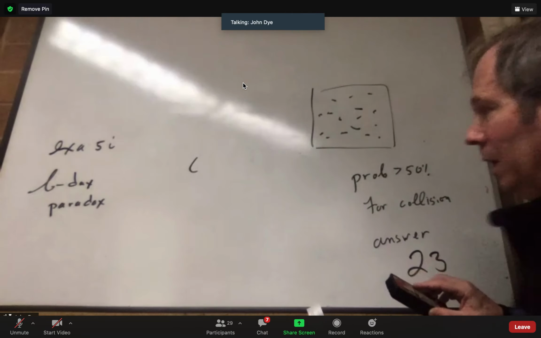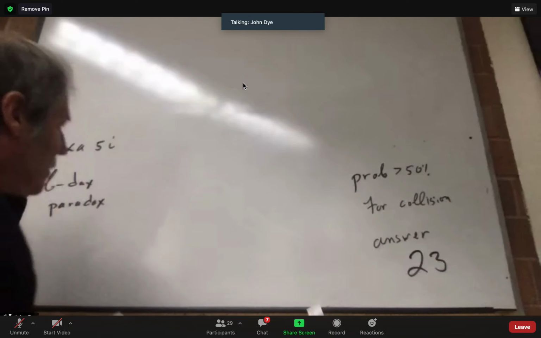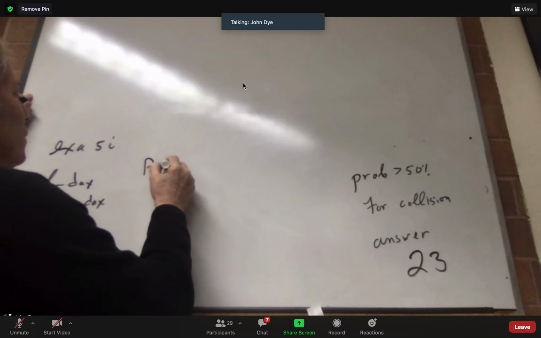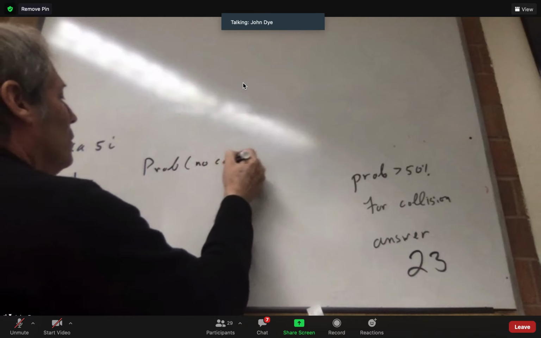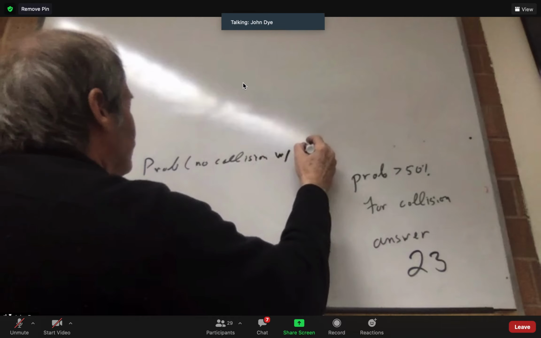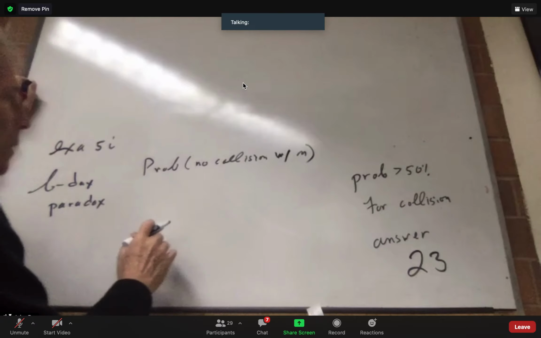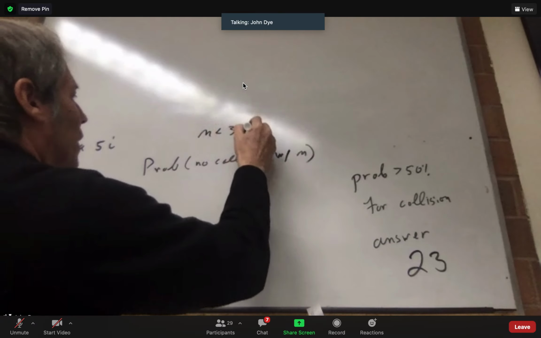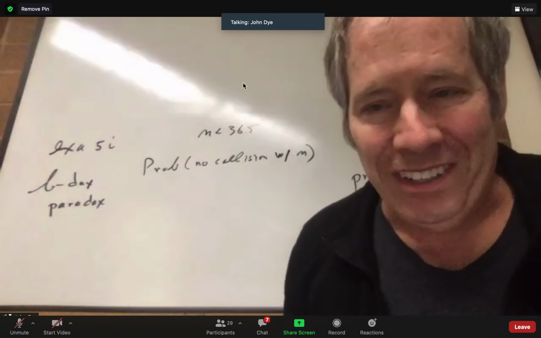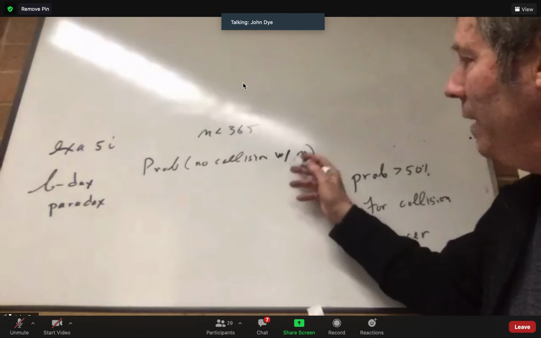So how do we set this up? So how can we do this? We want the probability of what? So let's look at the probability of no collision with n people. You've got n people, and of course we assume that n is less than 365. If n is equal to 365, then you're going to get a collision because of the pigeonhole principle. So no collision with n.